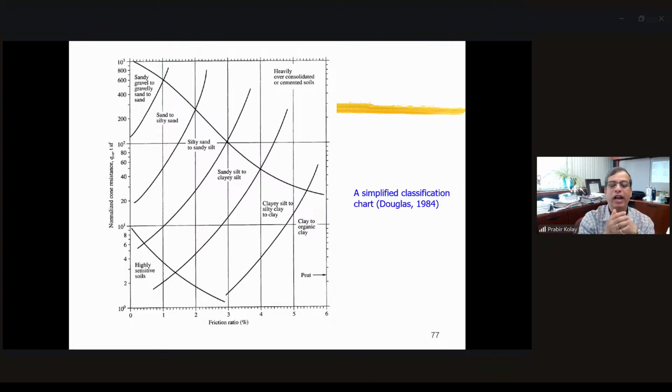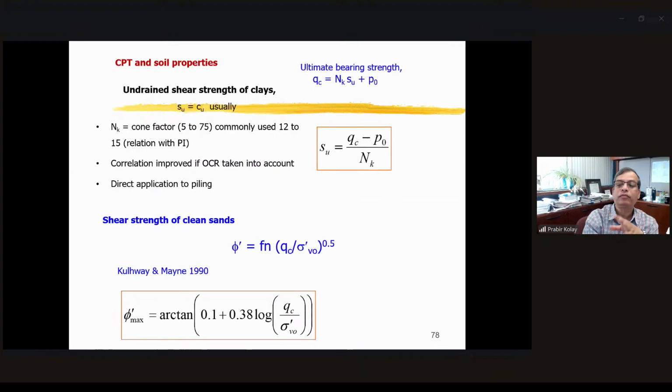As I mentioned, there are a lot of relations that are available between the friction ratio and the normalized cone resistance. Most of the time, if the friction ratio is more, meaning it is more towards clay. And if the cone resistance over here on the y-axis is more, meaning this is a granular type of soil, or you see here on the top, sandy gravel, gravelly sand. So it is more of a coarse grain type of soil. So you have an idea from this graph.